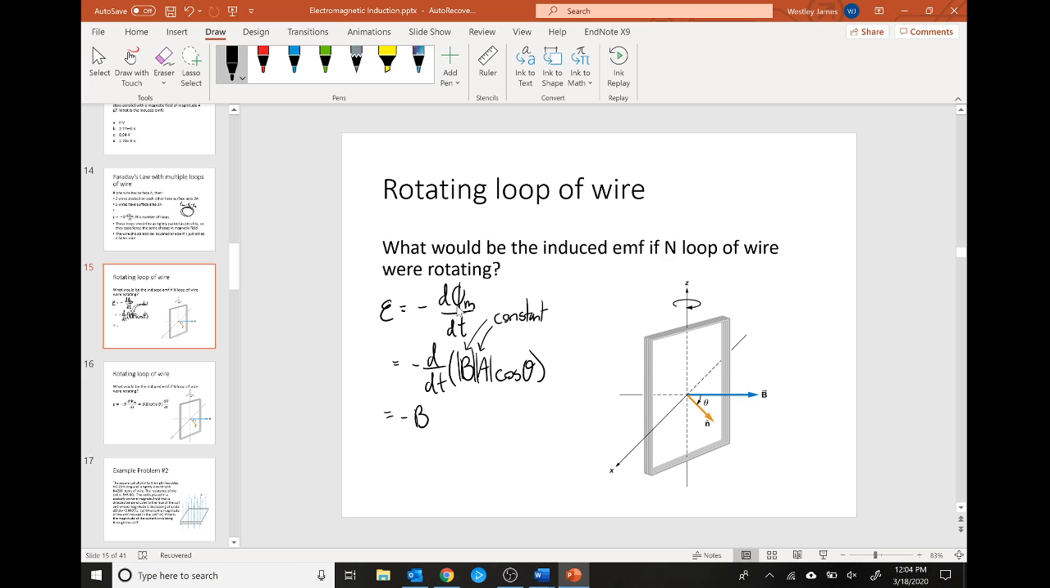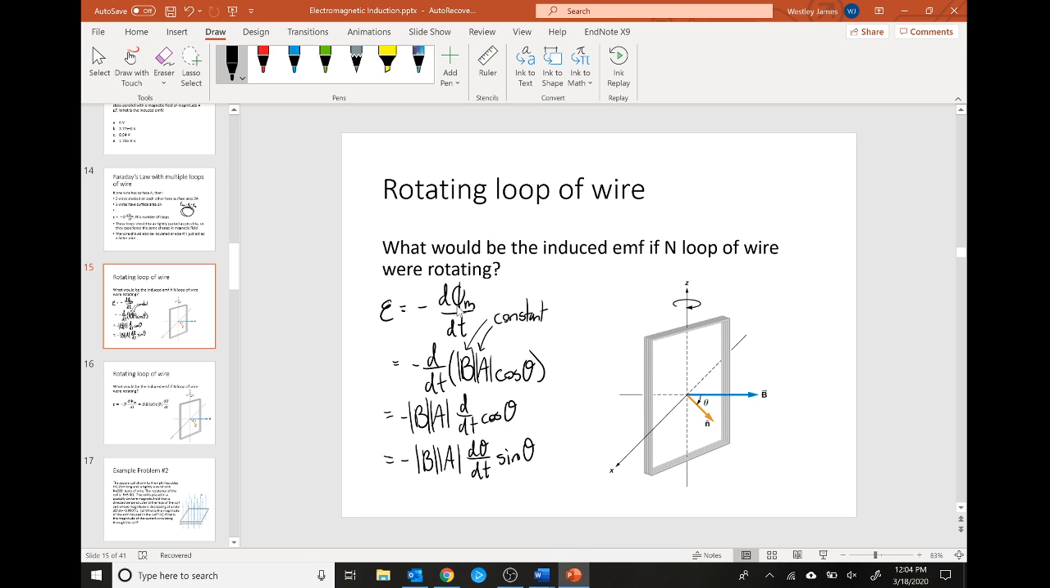So you get negative B times A times d dt of cosine of theta. So this is just a derivative. We take the derivative of this, and you have to use chain rule. So we get negative B times A times, take the derivative of the inside, you get d theta dt, because we're taking the derivative with respect to time. And then you have to change it to sine. So take the derivative of the inside, take the derivative of the outside. And there you go. That's what it is.